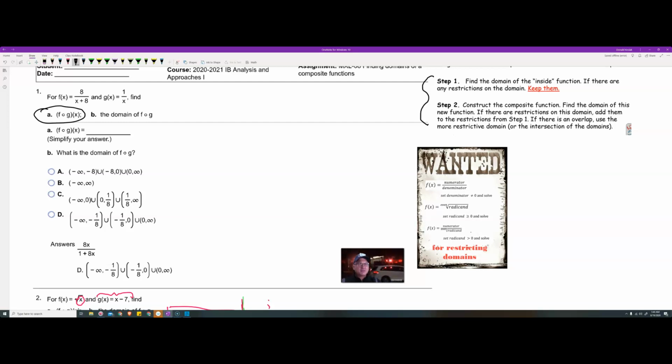What composition means is we're taking the inside function, which in this case is the green function. That's this right here, the inner function. I'm going to place it wherever there is an x in the outer function, which is f of x. That's the outer one. G of x is the inner. So when I do that substitution, it's going to look like this. So I got my composition notation.